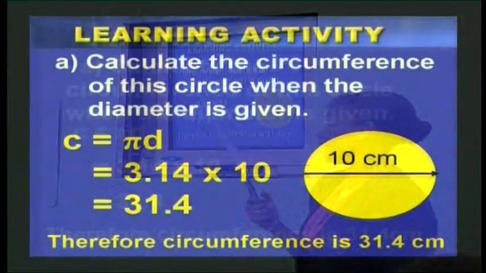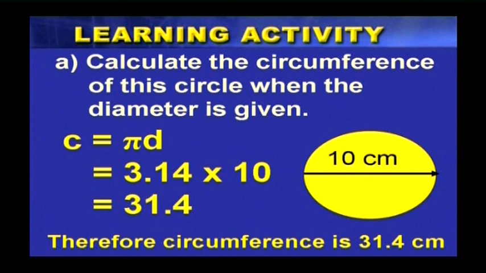Okay, we have one learning activity to go through together, just for you to see a clear picture of what we meant by using these 2 formulas. It says calculate the circumference of this circle when the diameter is given. Here we have the diameter given as how many centimeters? 10 centimeters. This is the diameter. The formula to use is C equals pi D.